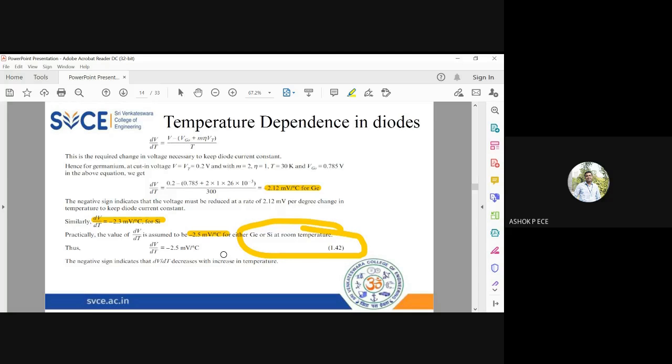at room temperature. Which means, what does the minus sign indicate? As I increase the temperature, this dV by dT is reducing. That is what the minus sign indicates. It tells how much voltage changes per degree Celsius. So if the temperature rises by 1 degree Celsius, the voltage will come down by 2.5 millivolt. If it rises by 2 degrees, the voltage will come down by 5 millivolt. So I think now we are able to correlate.